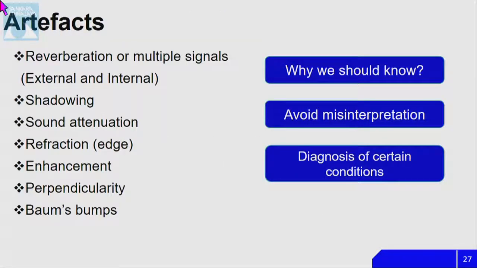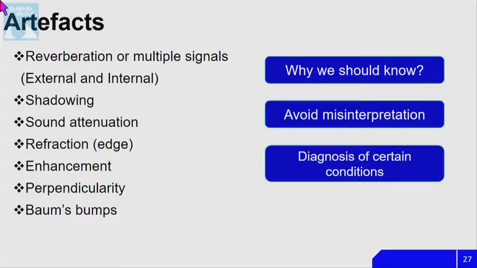Before interpretation, we should keep in mind the artifacts. Artifacts can be multiple. The first one is reverberation, or multiple signals. It can be internal and external. Reverberation is nothing but the echoes being reflected multiple times. In internal reverberation, it happens within the structure, for example air bubbles or a spherical foreign body, a pellet. External reverberation is the artifact occurring between the probe tip and the structure seen, for example an intraocular lens.